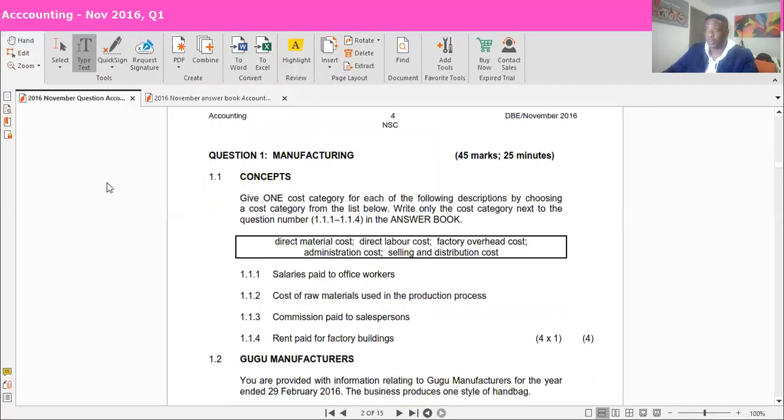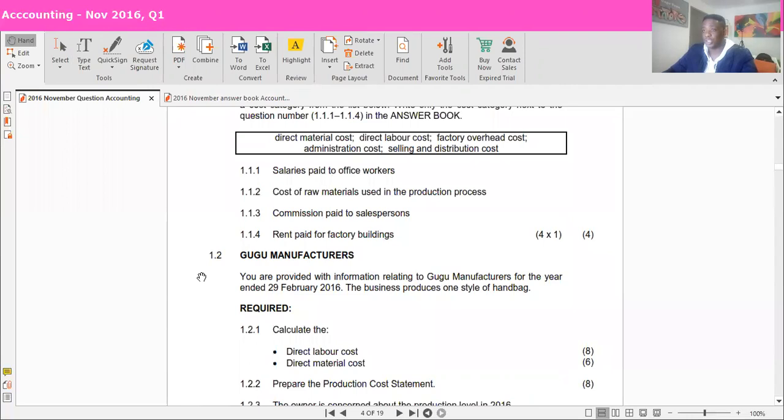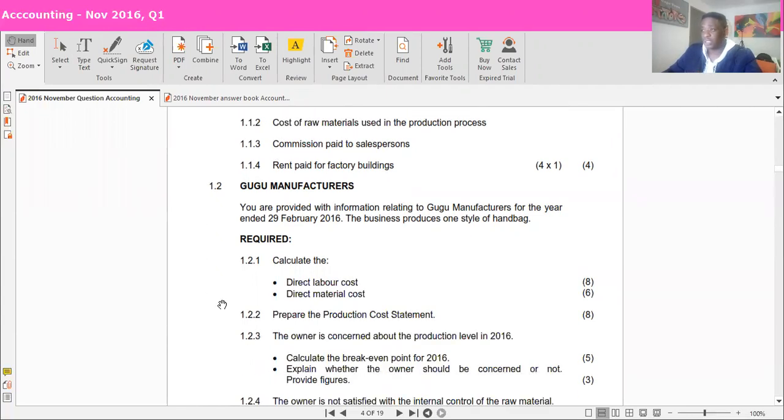Let us look at 1.2. In question 1.2, we're dealing with Google Manufacturers, and you're provided with information relating to them. For the year ended 2016, the business produces one style of handbags. First you calculate direct labor cost, then secondly their direct material costs, and after that their production cost statement follows. Let's try to answer those questions first, and then we'll look at the rest.